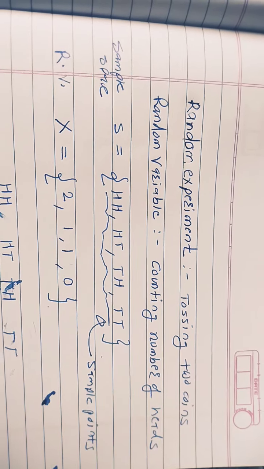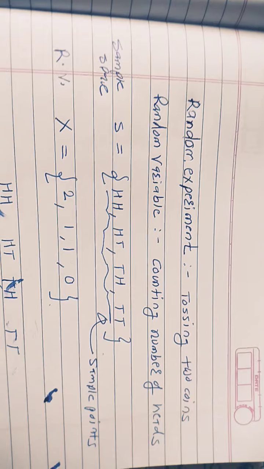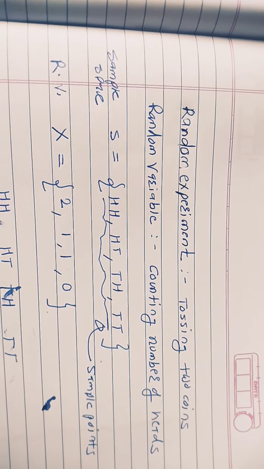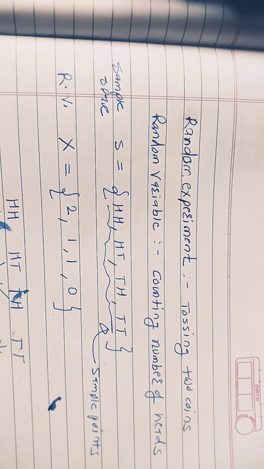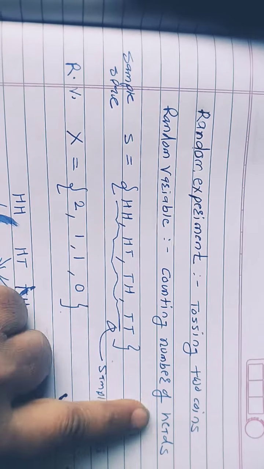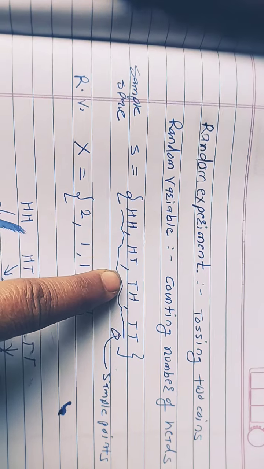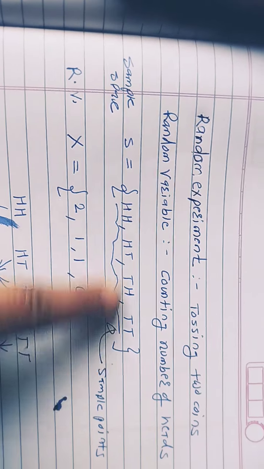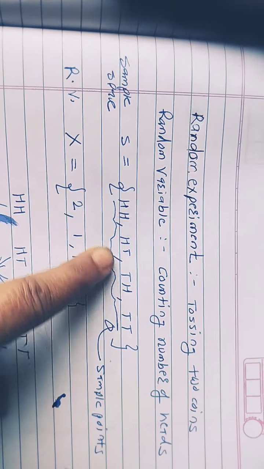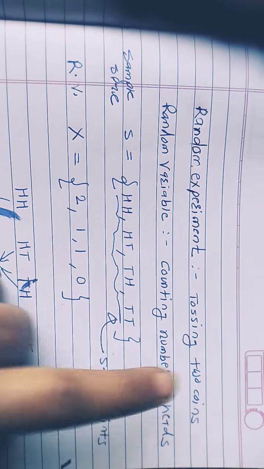So if you toss two coins, you have to first form the sample space. The sample space is the set of all the outcomes of that random experiment. So the random experiment is tossing two coins. If you toss two coins, you will get either head head, or head tail, or tail head, or tail tail. This is the sample space, which includes all sample points. Sample points means outcomes of the random experiment.